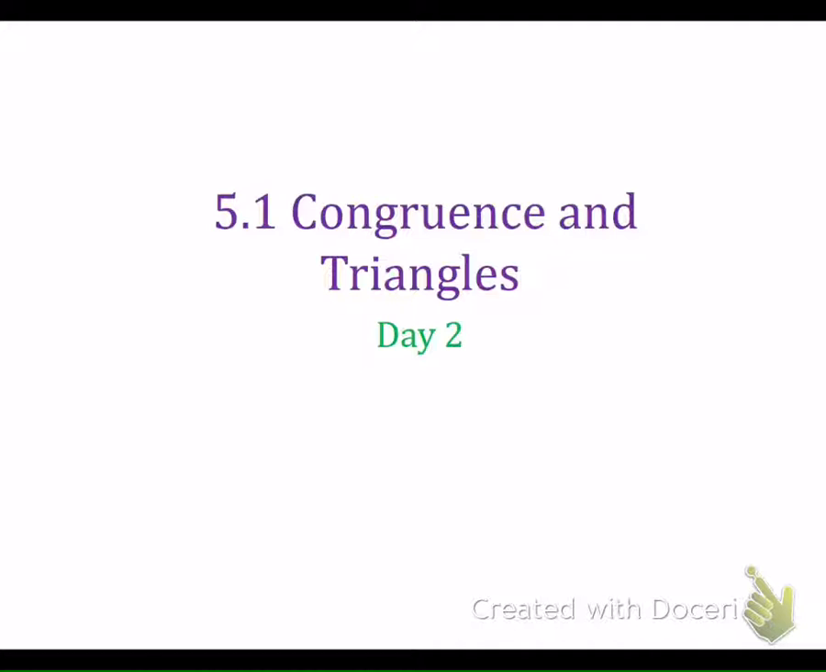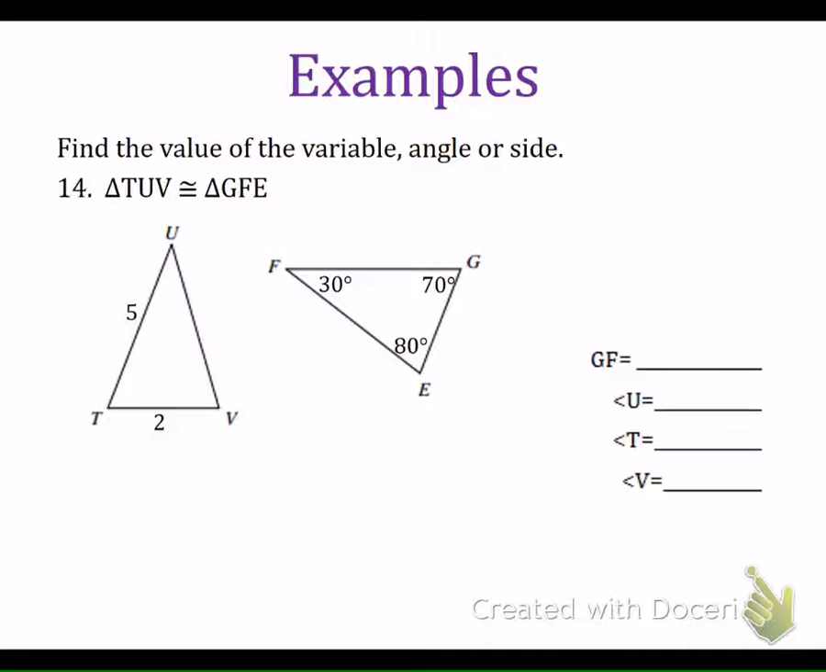Today we are finishing what we started yesterday. So we started talking about congruent triangles. We did about the first half of section 5.1. Today we're going to finish it. So we're going to start at number 14. It should be the second page of your notes. So this says find the value of the variable, angle, or side. So basically find what they're asking us for.